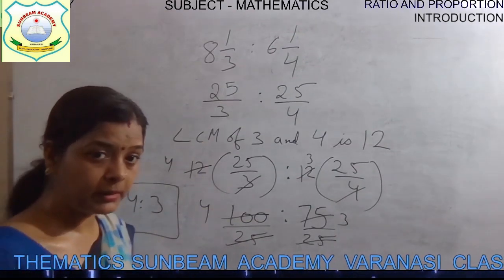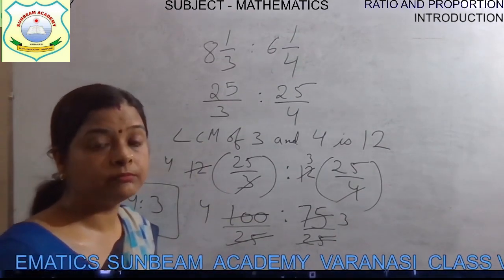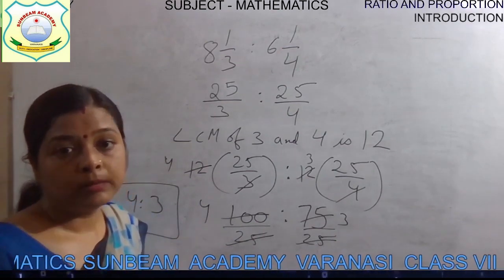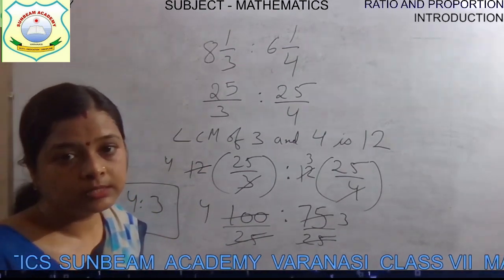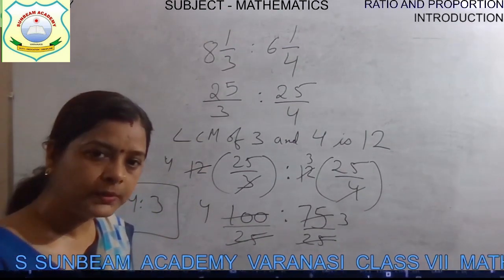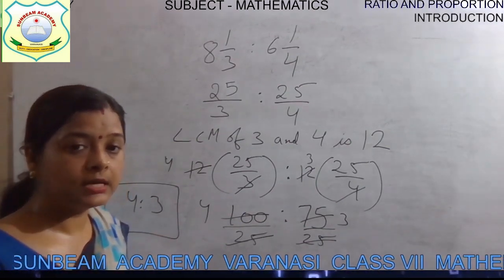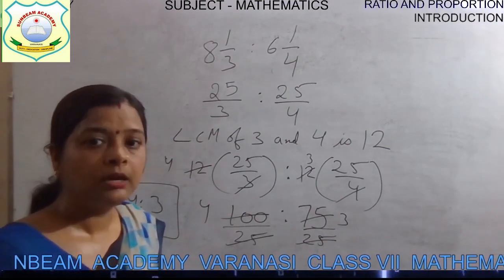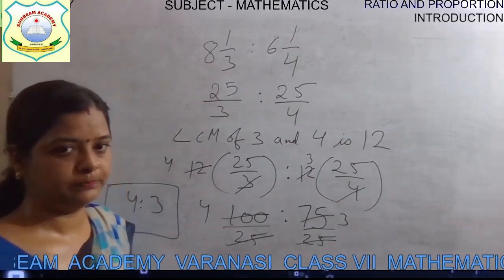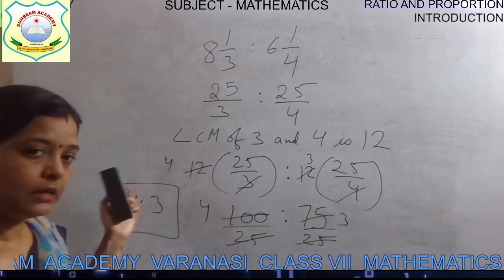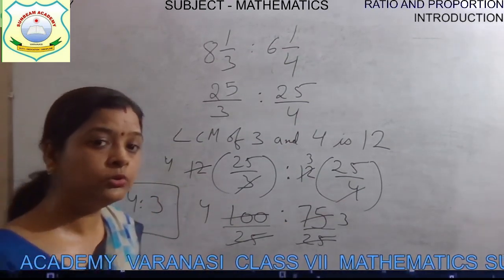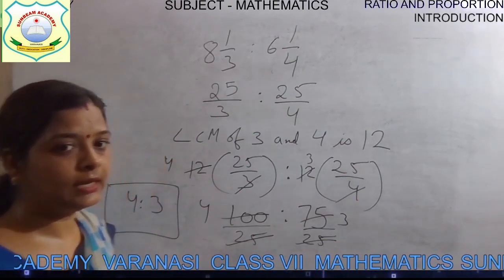How did I find that 175 we have to divide by 25? Directly I have divided by 25. I can divide it by 5 one time, two times, three times, isn't it? But why have I chosen 25? Because 25 is the highest common factor of 175. Clear?